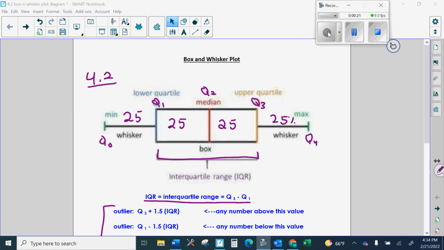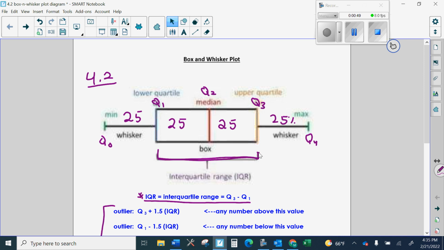Q0 being the minimum, Q1 the first 25%, between Q1 and Q2 the next 25%, between Q2 and Q3 the next 25%, and between Q3 and Q4 the final 25%, for a total of 100%. Okay. The distance from Q3 to Q1, which you see right down here, is called the interquartile range, IQR. And I've gone ahead and written it out right there.